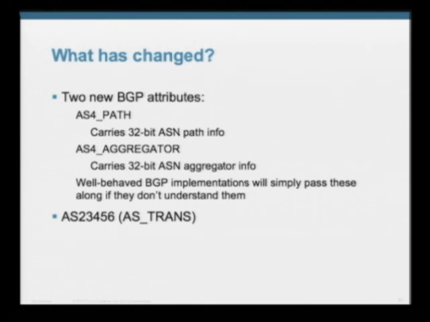Because the standard AS path contains the 23456s, and then just the swapping is done by the router itself. There's also the AS4 aggregator, which is the 32-bit ASN aggregator information. And as it says there, well-behaved BGP implementations simply pass these along if they don't know what these attributes are about. Of course, there's AS23456, which is special. So you'll see more of that appearing.